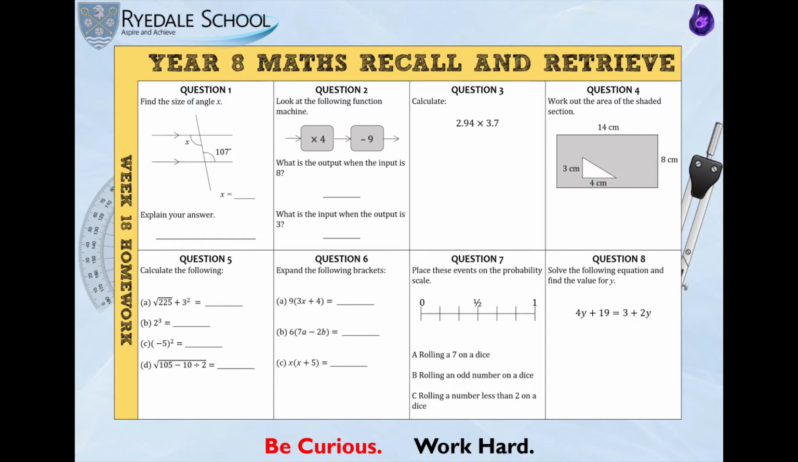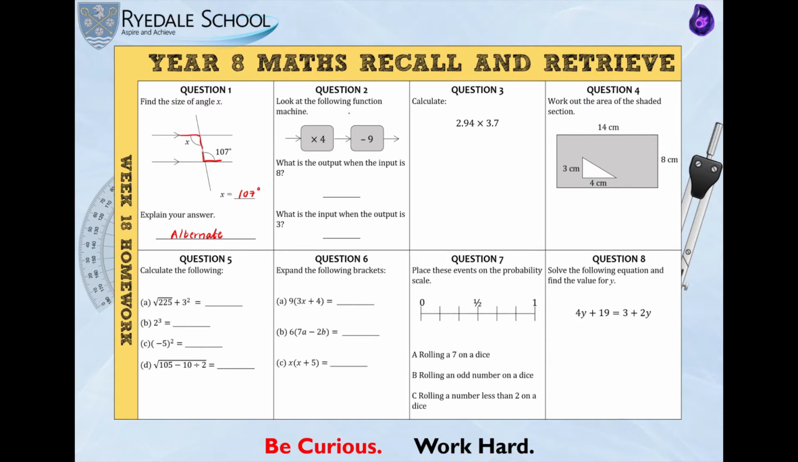So, looking at question number 1. Question number 1 is some angles in parallel lines. If I look at x, it is an obtuse angle, and 107 is an obtuse angle. Both of these angles are 107. The reason being, if I draw in the arms of the angle, it is a Z shape, and a Z shape is what we refer to as alternate angles.